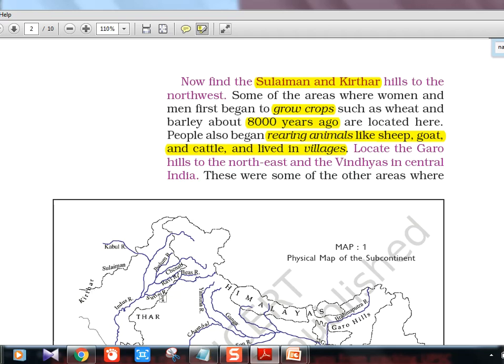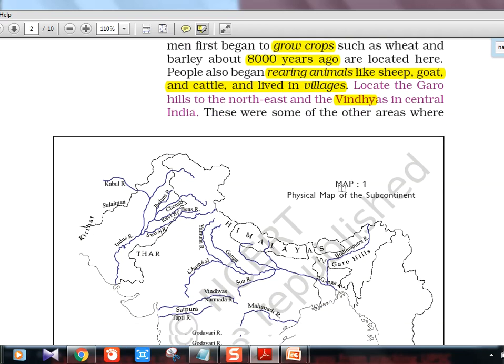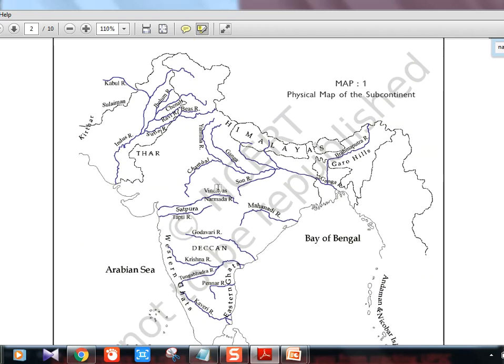So Suleiman Kirtar region and Narmada region we have seen. Vindhyas, you know where Vindhyas is? Vindhyas is again the region here. Vindhyas, then Narmada river, then Satpura, then Tapti. You should know this order. Both the rivers flow like this. It's in a Rift Valley region. That's a geography question.